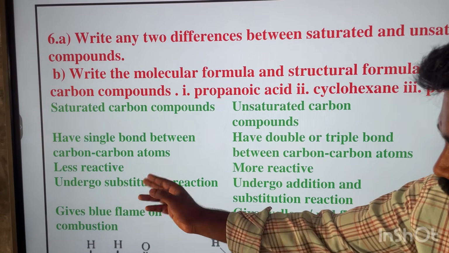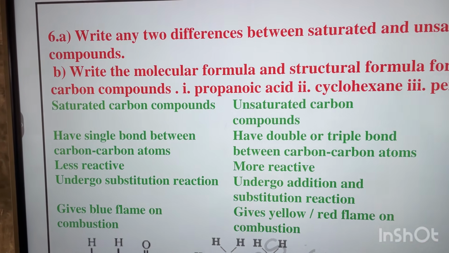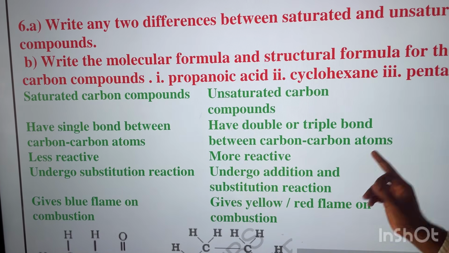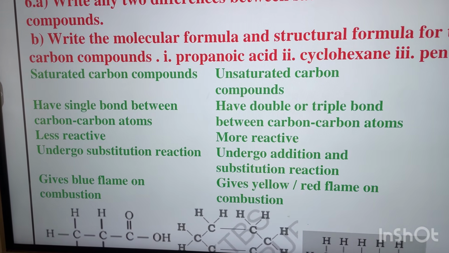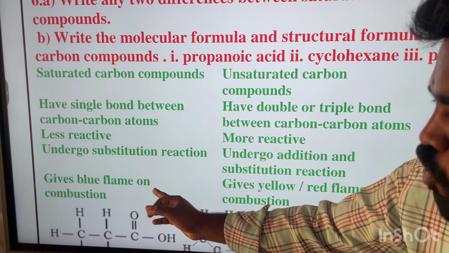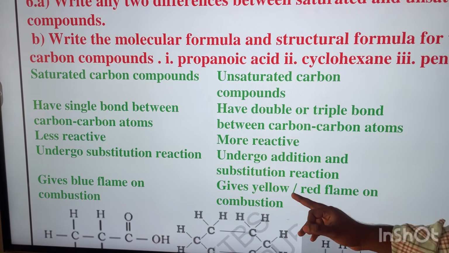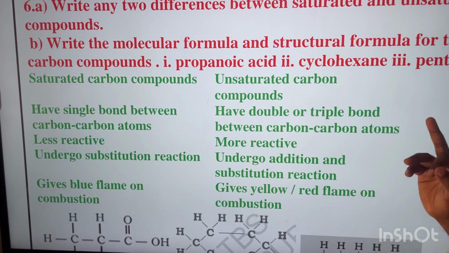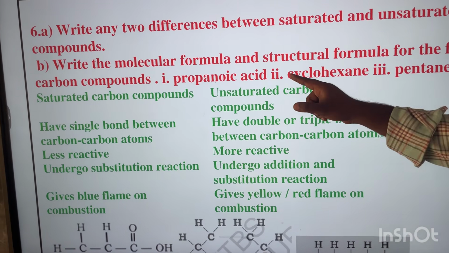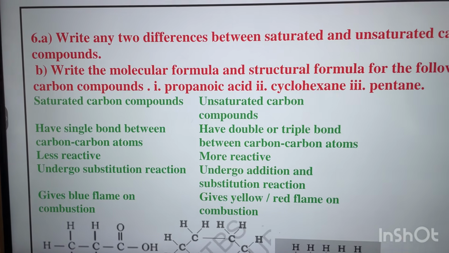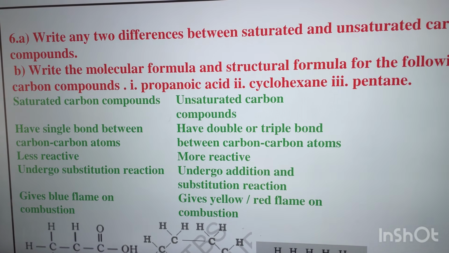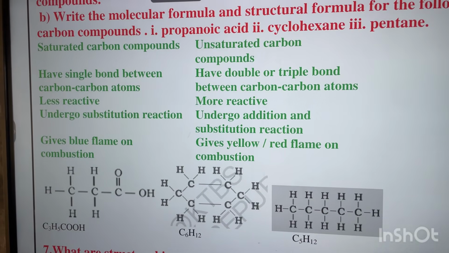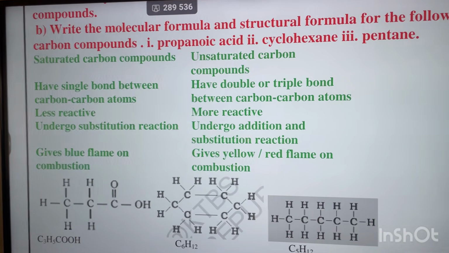Saturated compounds undergo substitution reactions; unsaturated compounds undergo addition and substitution reactions both. Saturated compounds give a blue flame on combustion; unsaturated compounds give a yellow or red flame on combustion. Next question, write the molecular formula and structural formula of the carbon compounds. First is propanoic acid, cyclohexane, pentane.